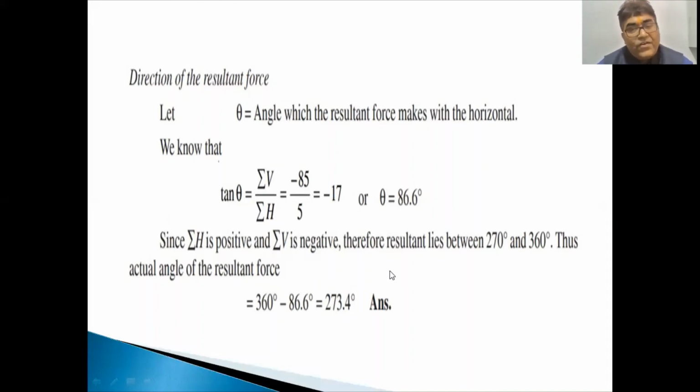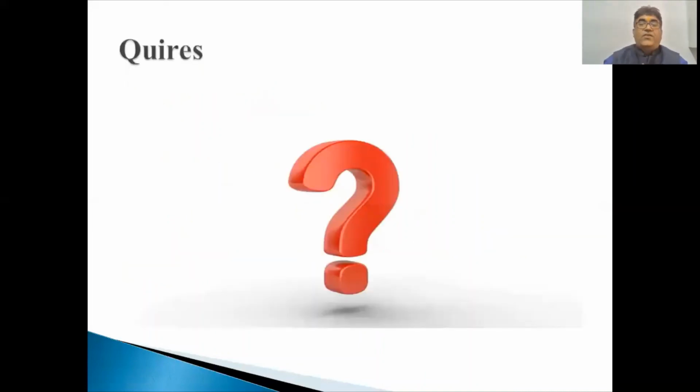But here I have already explained that summation H is positive and summation V is negative. Therefore, the resultant will lie in the fourth quadrant, that is between 270 and 360 degrees. Therefore, the angle of the resultant force will be 360 degrees minus 86.6 degrees, which comes out to be 273.4 degrees.